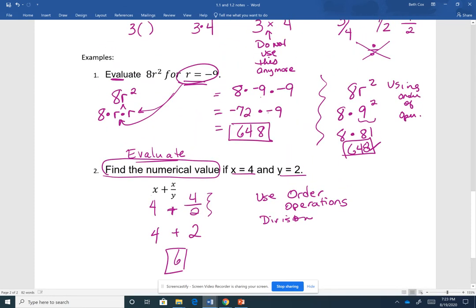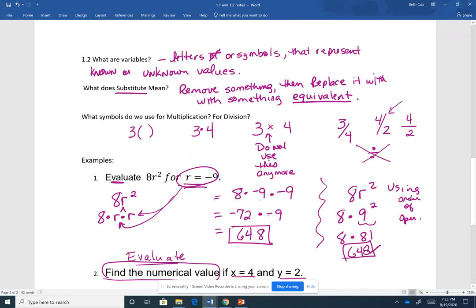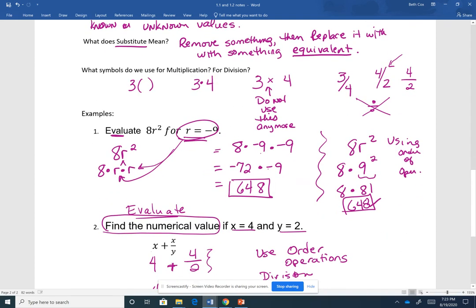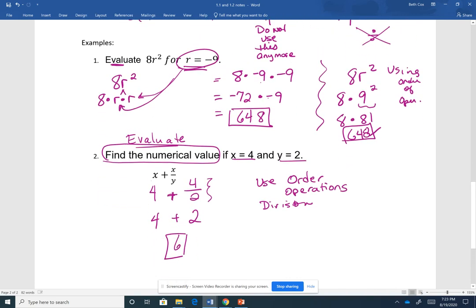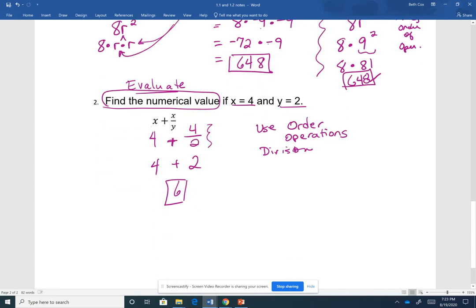Okay, so evaluate means to plug in a number and get a value for it. All right, and that's what we're doing here. These are variables we're plugging in. We're substituting. Get this lingo going on.